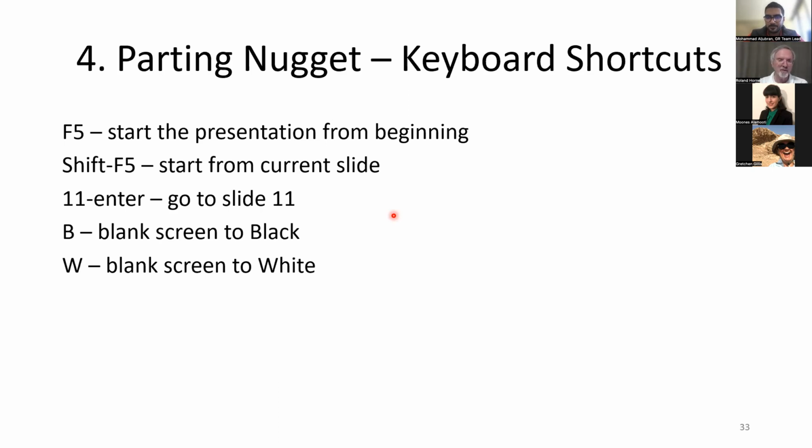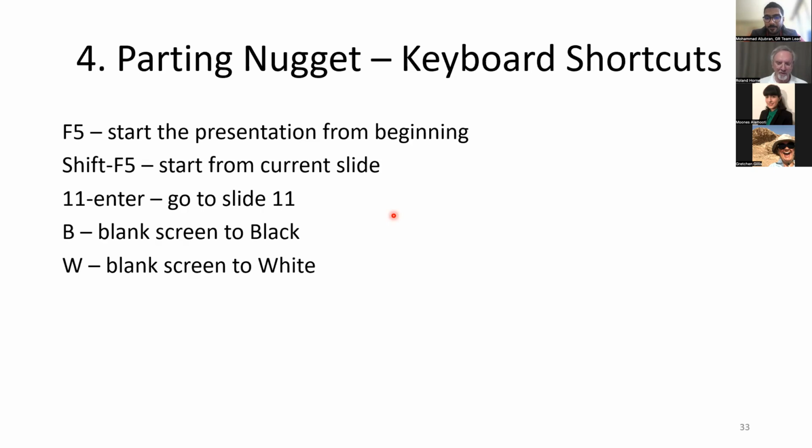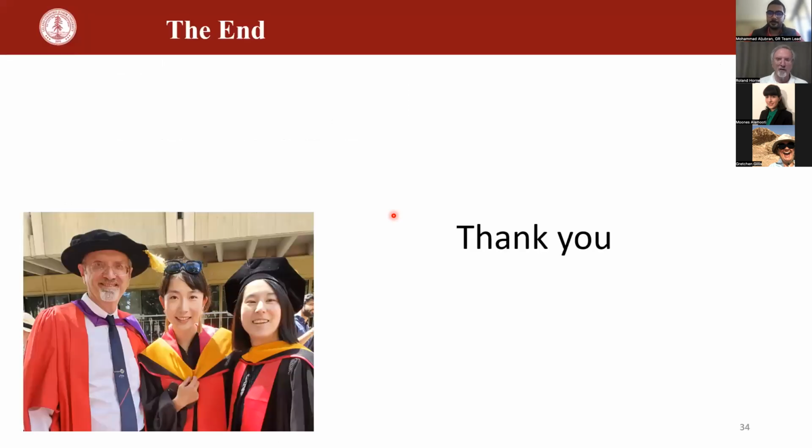And then finally, there are these two keys, B and W. If I press B, it makes the screen black. And if I press W, it makes it white. So if you, for example, want to stop and talk about something else, you may want to blank the screen so that the audience can just look at you while you're describing something, not to be distracted by words which are on the screen. So with that, I will conclude and thank you for your attention.